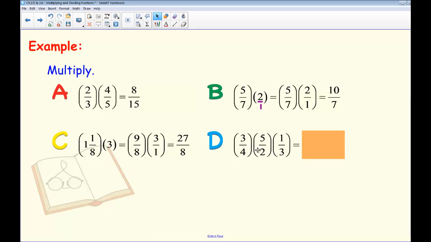So we're going to multiply all these numerators together. 3 times 5 times 1 gives you 15. The denominators, 4 times 2 is 8 times 3 more, that's 24. So we got 15/24. This one, however, reduces because both numbers divide by 3. So therefore 5/8 is our final answer.